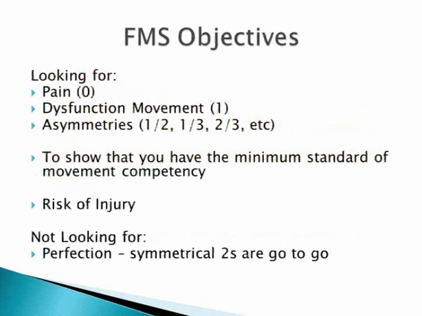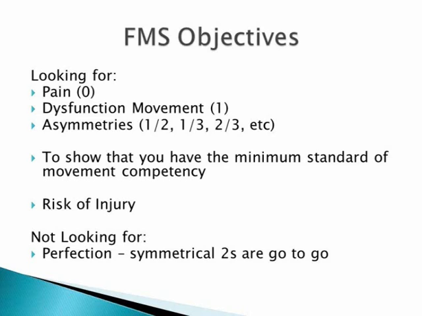So the functional movement screen objectives. All the functional movement screen is looking for is pain, dysfunctional movement and gross asymmetries. It wants to see if you have the minimum standard of movement competency, and also wants to rate and rank the risk of injury. The functional movement screen is not looking for perfection, okay? Symmetrical 2s are good to go, but again, as I said in the previous slide, this does not guarantee that someone will not get injured.